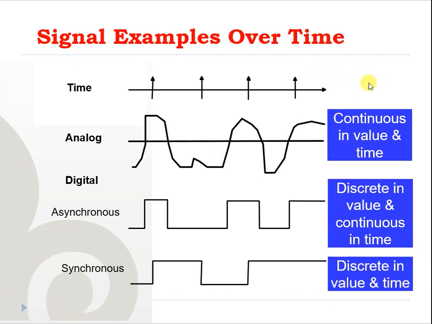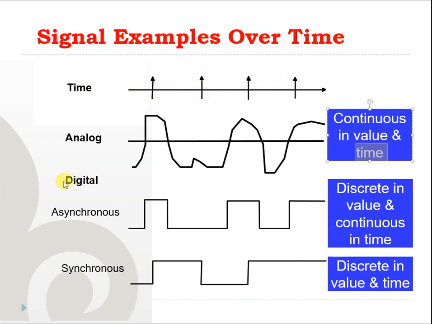Here we have an example of an analog signal, which is represented by this waveform. It is continuous in value and also continuous in time. So you can see that it changes between the minimum value and maximum value that are here and there, and it changes over time continuously. Over here we have the time, and you can see some discrete values of time here.